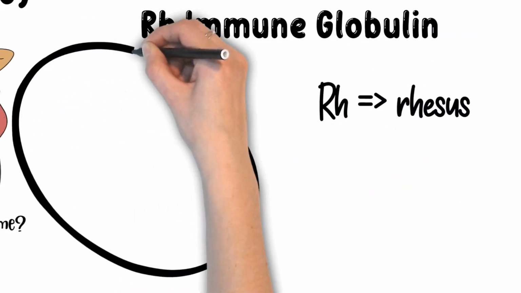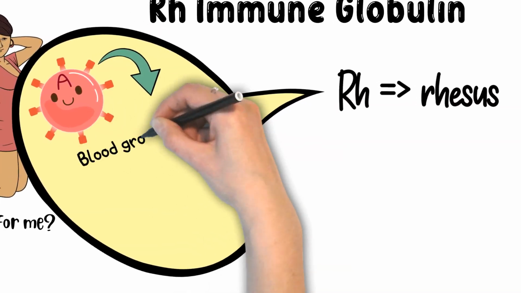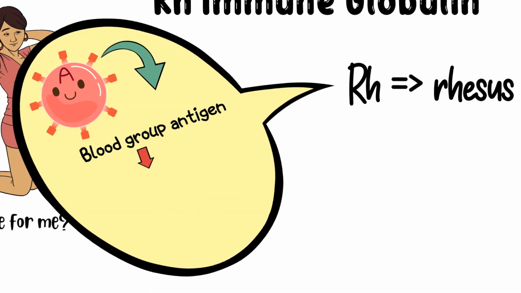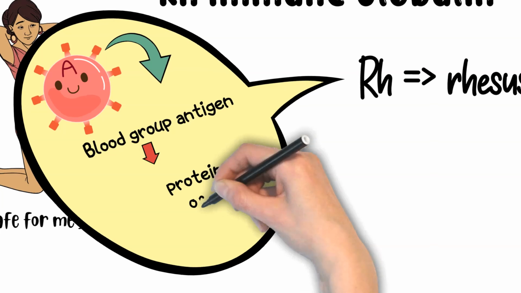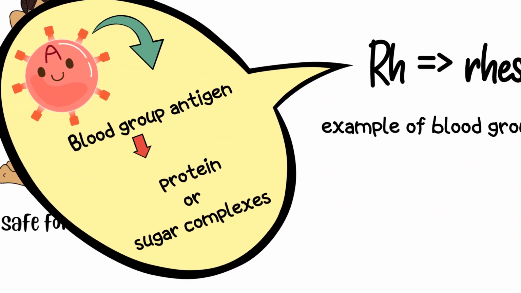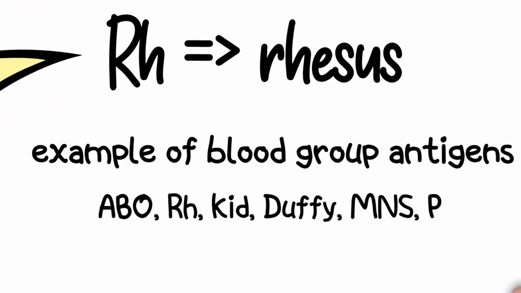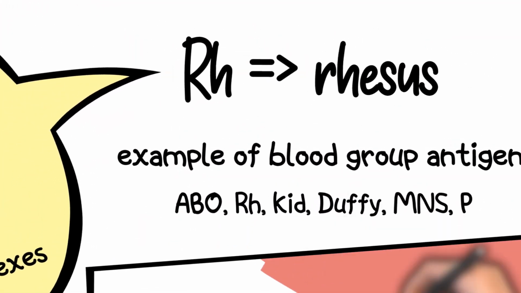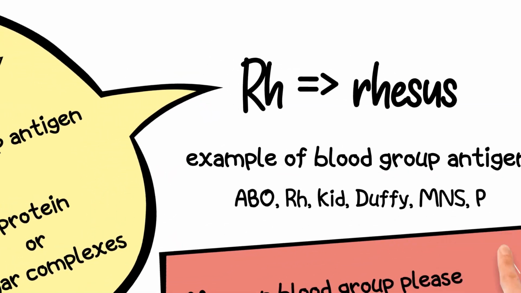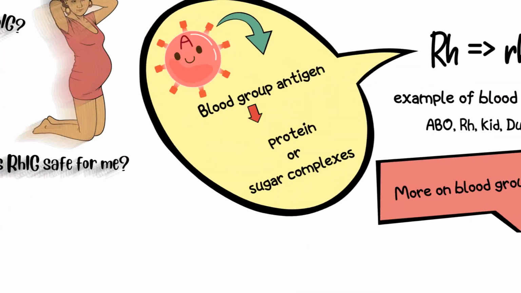Rh is the abbreviation for rhesus, which is a name for one of many blood group antigens on the red blood cells. Antigens are red blood cell surface molecules which can either be proteins or sugar complexes. The most well-known blood group antigen is the ABO blood group. If you want to know more about blood group antigens, please leave me a comment down below and I will make another video dedicated to blood group antigens.